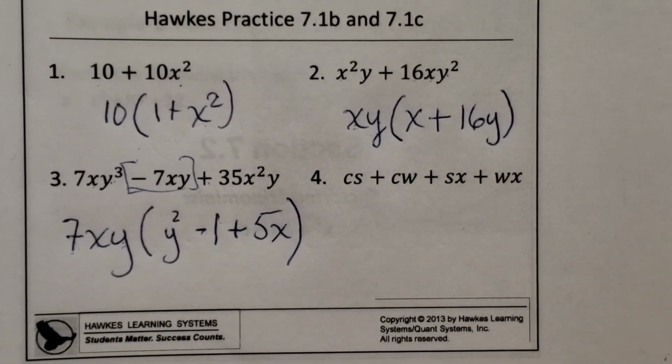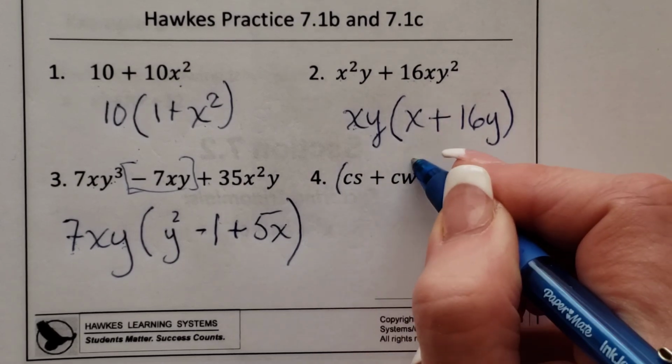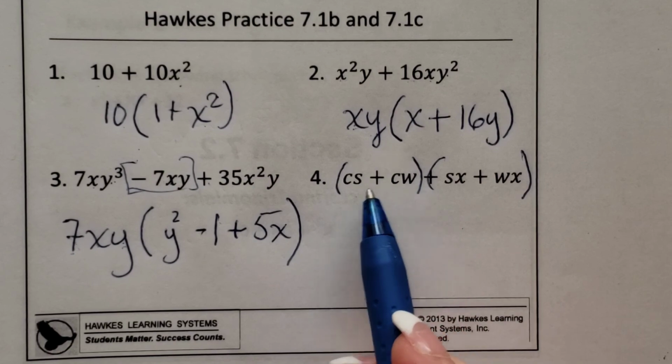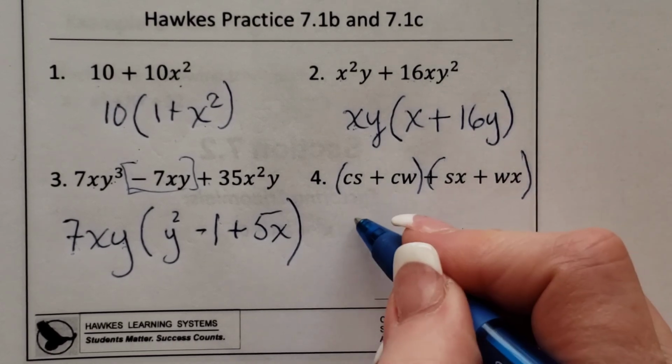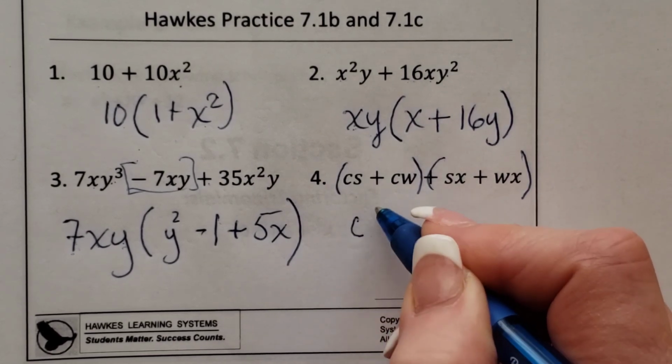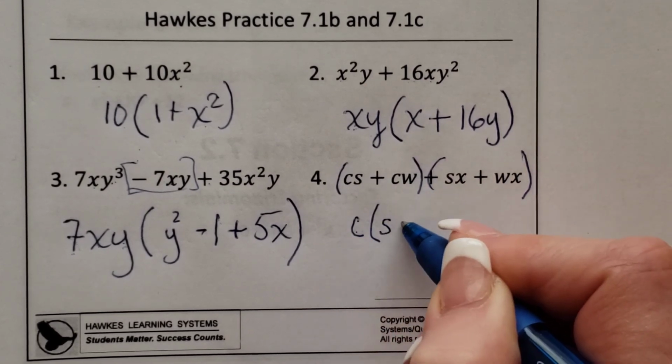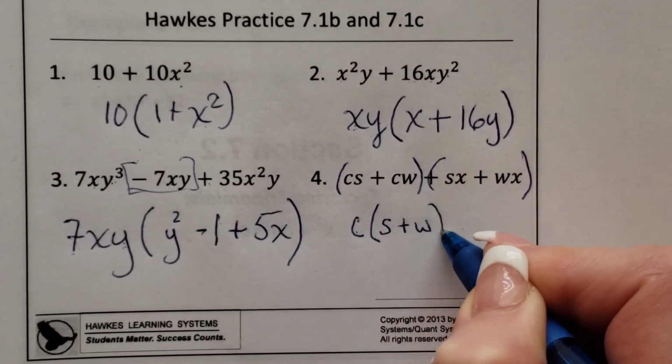And number 4 is factoring by grouping. So I'm going to group 2 terms and 2 terms. All right, what do these have in common? They both have a C in common. CS divided by C is S. CW divided by C is W.